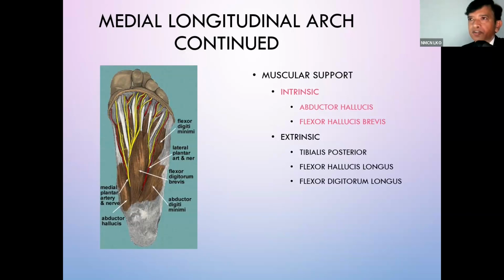Now come to the muscular support of these arches. So for muscular support, there are intrinsic muscles and extrinsic muscles. Intrinsic muscles are inside the foot, and extrinsic muscles come from the limb into the foot to support these arches. So intrinsic are the abductor hallucis and flexor hallucis brevis. From the medial side, the abductor hallucis and the flexor hallucis. And extrinsic muscles for the medial arch are the tibialis posterior, flexor hallucis longus, and flexor digitorum longus.